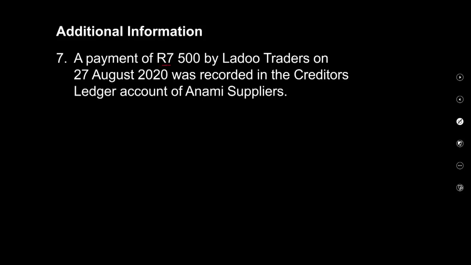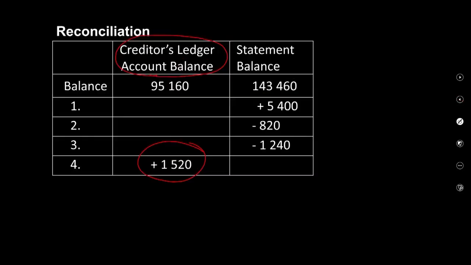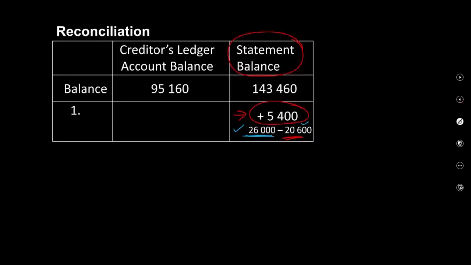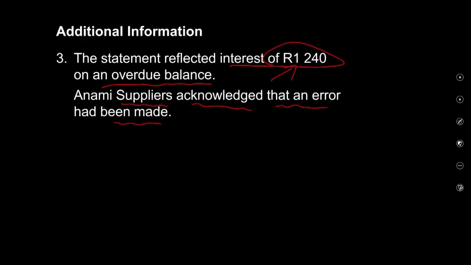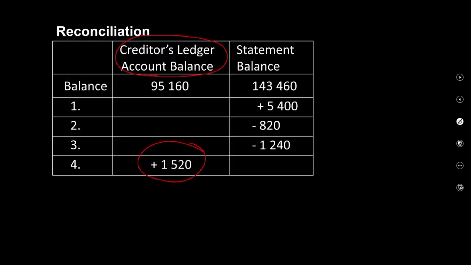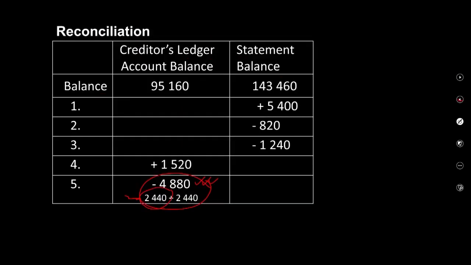A payment of 7,500 by Laddu Traders on the 27th of August was recorded in the creditor's ledger account. Now watch, this was on the 27th of August. However, if you look back at the information here, you will find that you have, let's just get this date here so you can see what the statement date was, the 25th of August. So clearly, this amount will not be reflected on the statement, and therefore we now have to correct it.